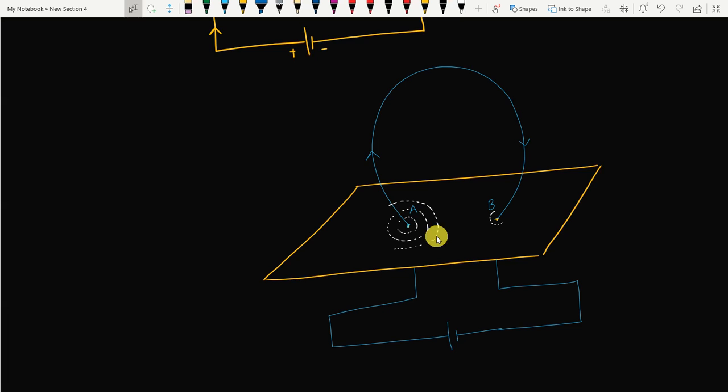Here also at point B, you would find the magnetic lines this way. If you continue drawing this way, the circles would become bigger and bigger. So this is the pattern in which the magnetic lines are formed. So let us try to understand why these type of rings are produced.